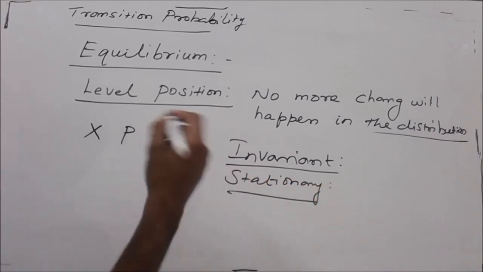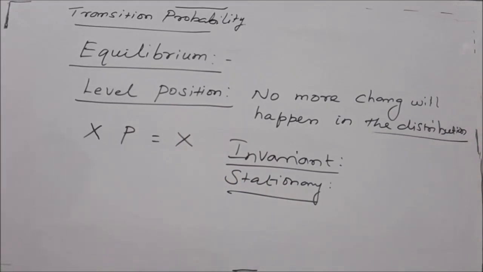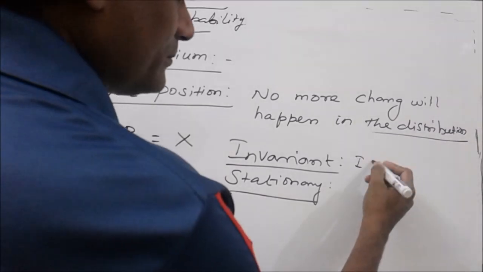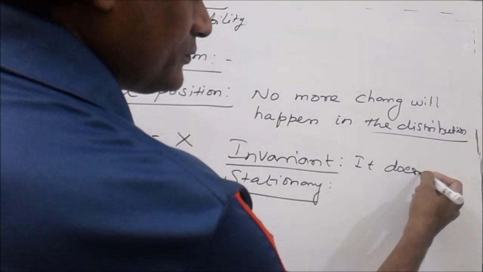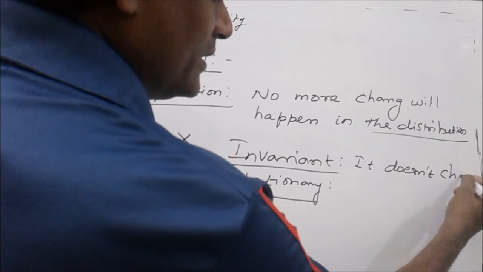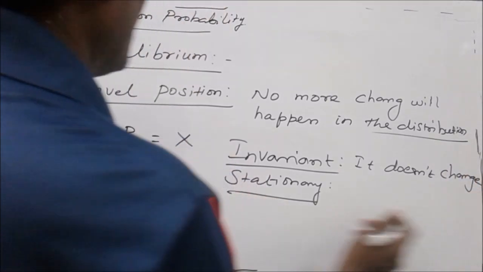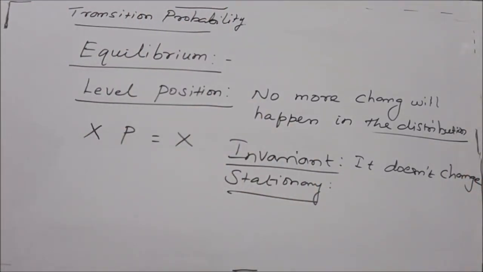Stationary is also called invariant. Invariant means it doesn't change. That's all. Invariant means it doesn't change, that is, it will be stable.